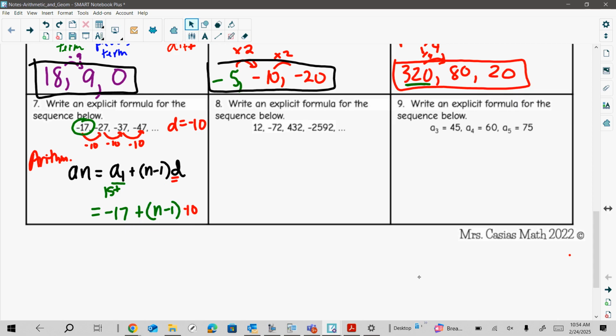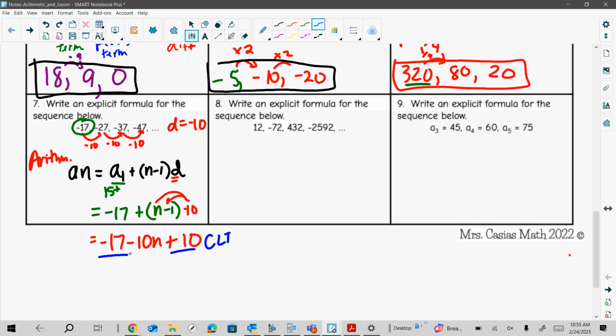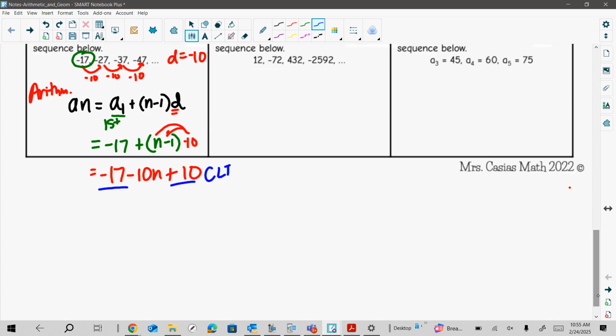Okay, so we're just going to simplify this formula, guys. We're just going to simplify by doing order of operations. We're going to distribute the negative 10 to get rid of the parentheses. We get negative 17 minus 10n plus 10, right? Negative times a negative is positive. And then we can combine like terms. We have a plus 10 and a negative 17. So our a sub n for any term would be negative 10n minus 7.